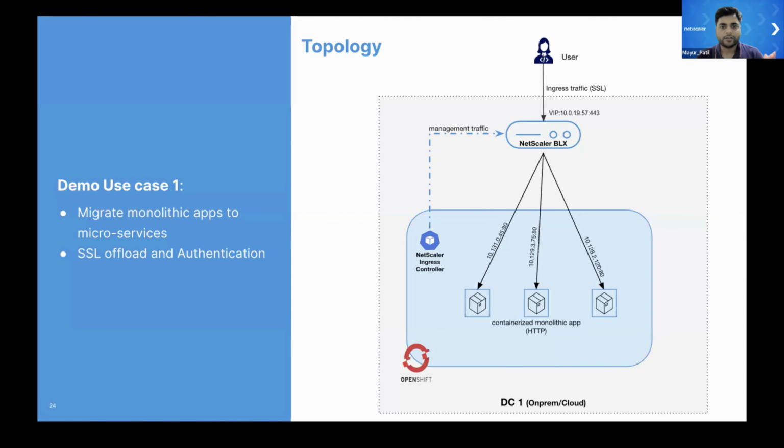First use case is how you load balance the sample HTTP application through the BLX. Here we will see that this application is HTTP based, so you need secure access to the application from outside the OpenShift cluster. To do that, we will have SSL offload functionality on the BLX, and then we'll also demonstrate how we can do the authentication for this application through the BLX.